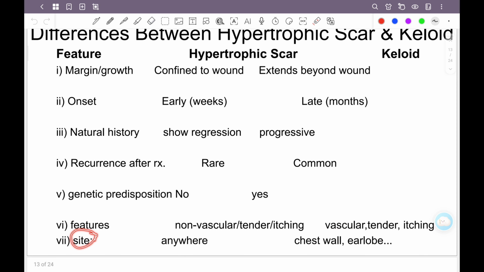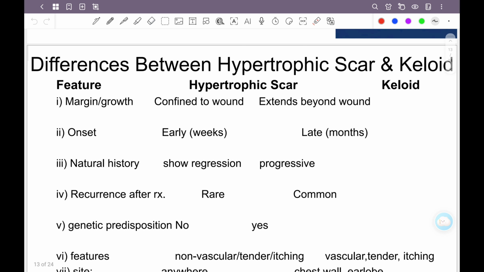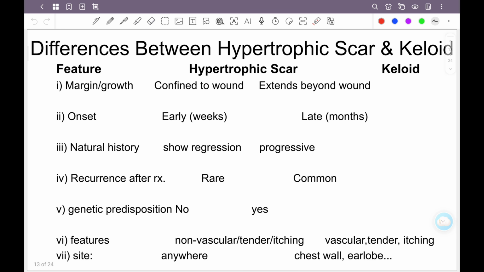I have already said that hypertrophic scar can occur anywhere, but in case of keloid, it occurs in the chest wall, earlobe, and the upper arm. Now, if you feel difficulty in memorizing these things, just look at one trick: what is keloid and what is hypertrophic scar.